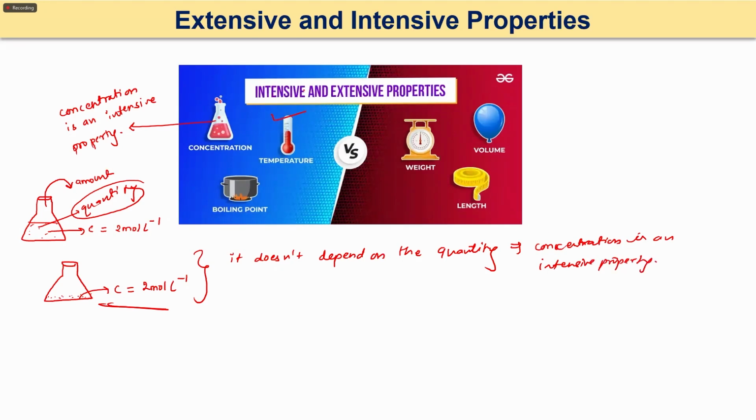So temperature, for this, let me take an example. Let's say we have a room. This is your room. Initially its volume is V and pressure is P. So the pressure and volume are now fixed for this room.